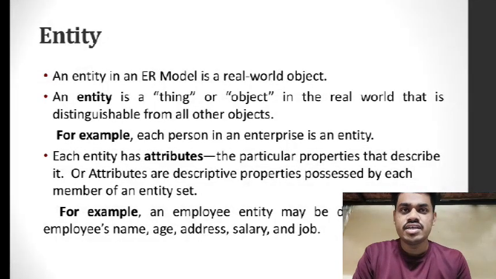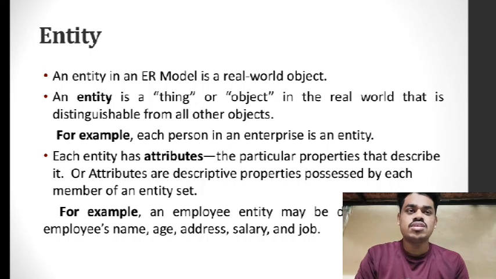Now let's see about entity. An entity in an ER model is a real world object. An entity is a thing or object in the real world that is distinguishable from all other objects. For example, each person in an enterprise is an entity. Each entity has attributes, the particular properties that describe it, or attributes are descriptive properties possessed by each member of an entity set. For example, an employee entity may be described by the employee's name, age, address, salary, and job.